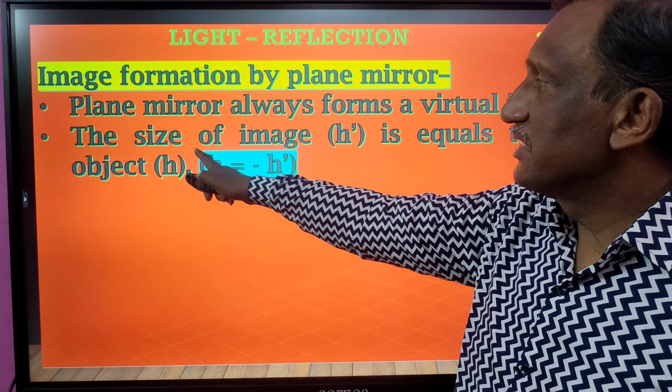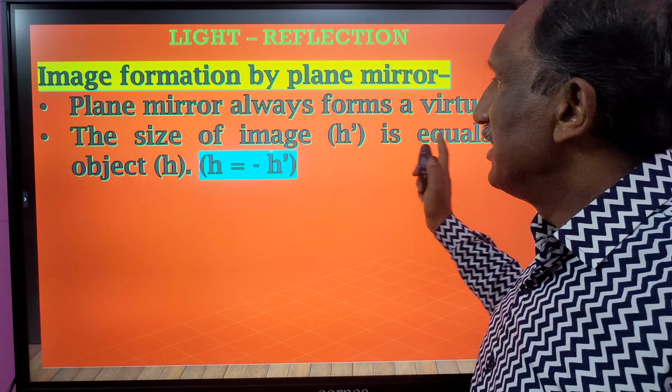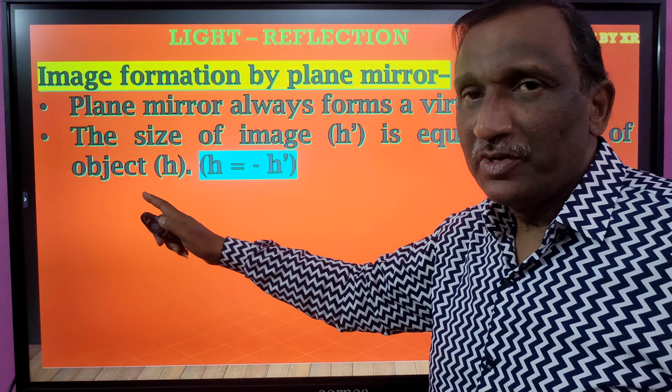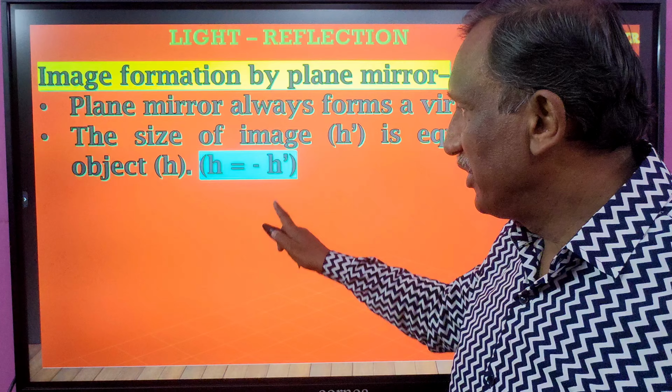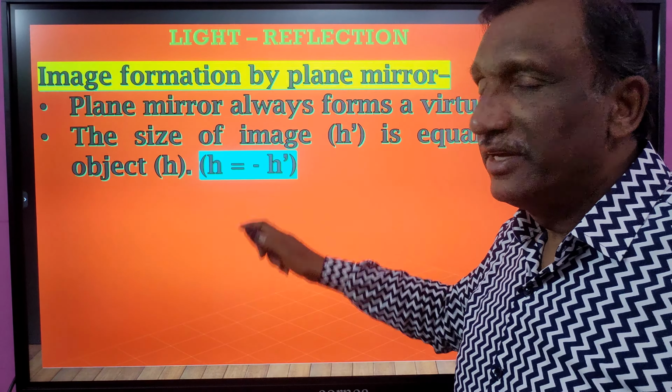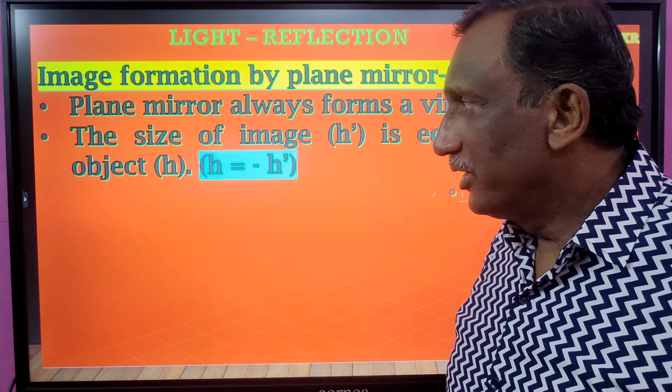So here the size of the image is equal to the size of object. जितना बड़ा इमेज है उतना ही बड़ा ऑब्जेक्ट होगा, जितना बड़ा ऑब्जेक्ट है उतना ही बड़ा इमेज रहेगा. So if the height of the object is h, then the height of the image is h dash, which are exactly equal. Third law क्या कह रहा है?